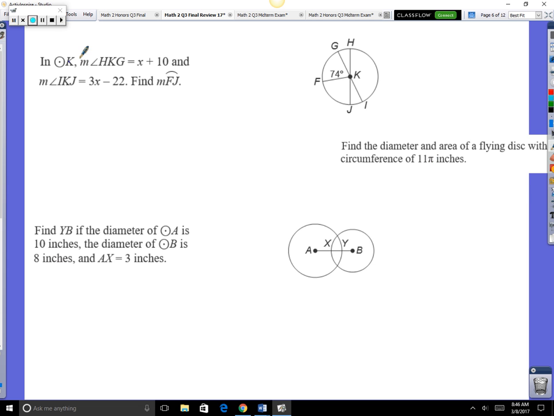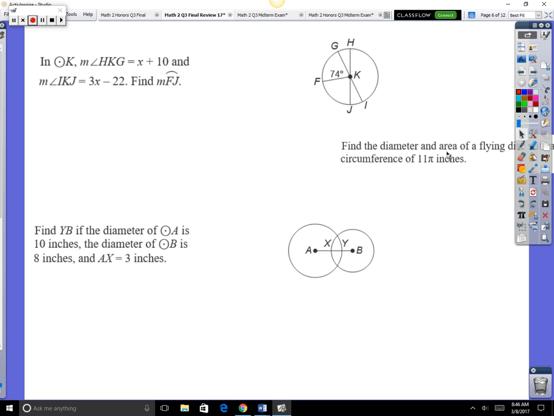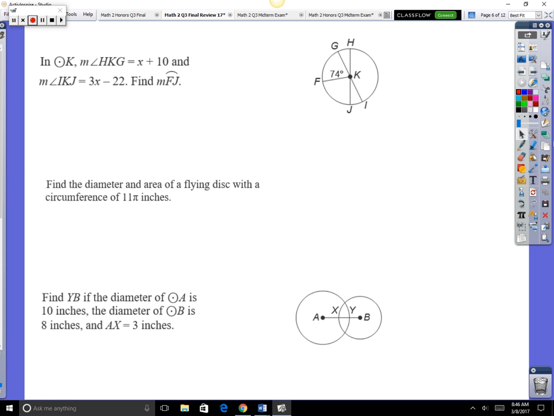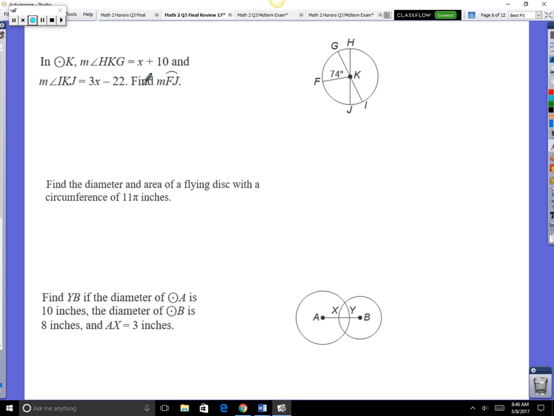Okay, so circle K. I think this got scooted over a little bit. Okay. So this picture right here, circle K, the measure of angle HKG, H to K to G is this much right here. That's that angle. So that angle is x plus 10.